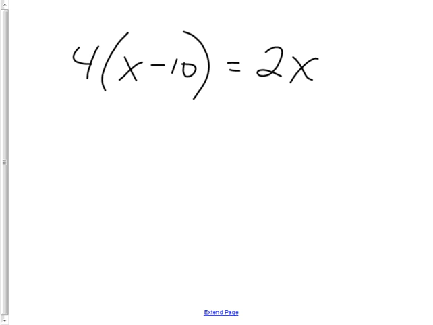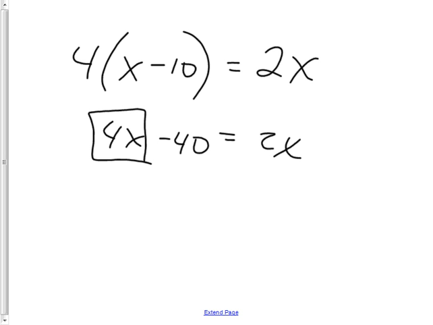Okay, you should have started by multiplying it out, so you should have had 4x minus 40 equals 2x. Then, I hope you recognize this was the moment to get rid of the x's. A lot of people add 40 here. That's not a good idea. Your first job is to get it down so the x's are only on one side. Once you've got things all combined, all the like terms are together, then you get rid of the 2x.